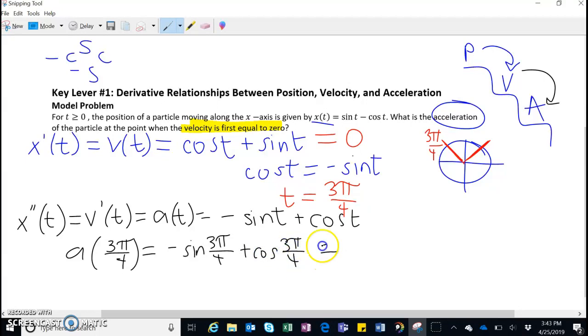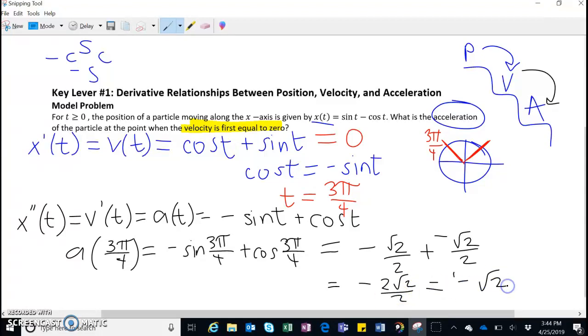I've already got that established on my unit circle. So the negative sine of 3 pi over 4 is going to be negative root 2 over 2, plus the cosine of 3 pi over 4, because I'm in quadrant 2 and my x's are negative, is also negative root 2 over 2. You can do a little bit of math. That's negative 2 root 2 over 2. When my 2's cancel, the answer is just negative square root of 2.